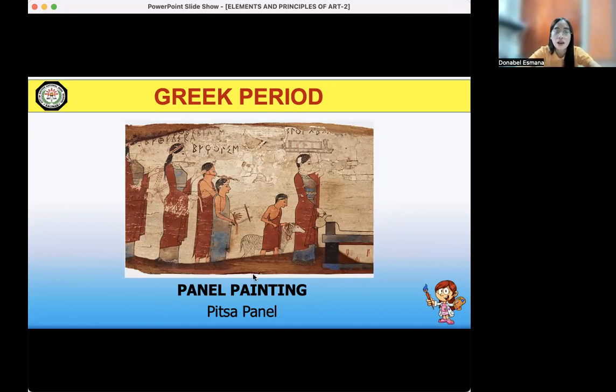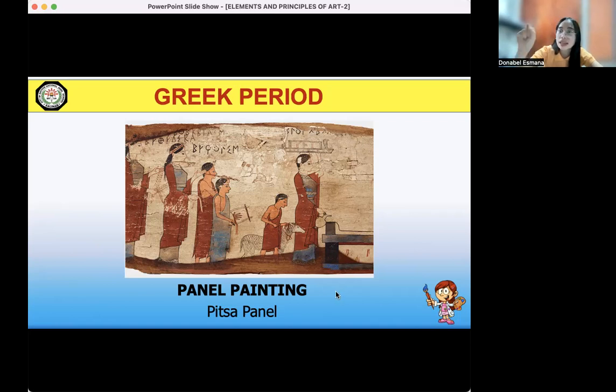So we have an example here. This is what we call the Pitsa panel or Pitsa tablets. The Pitsa panels or Pitsa tablets are a group of painted wooden tablets found near Pitsa. Ang Pitsa po, that is a place in Corinthia or in Greece. And they are the earliest surviving examples of Greek panel painting.